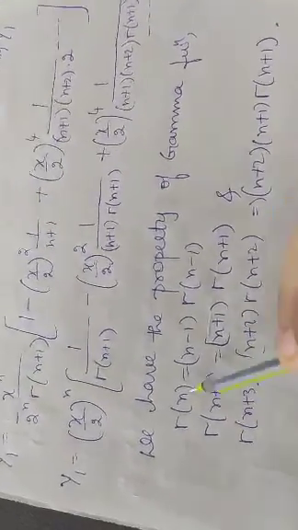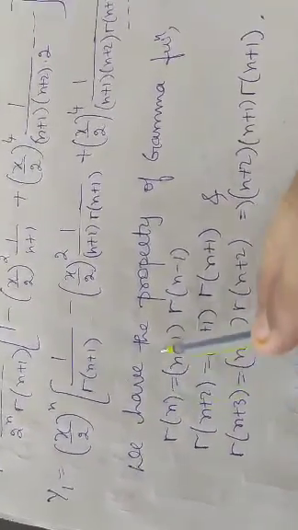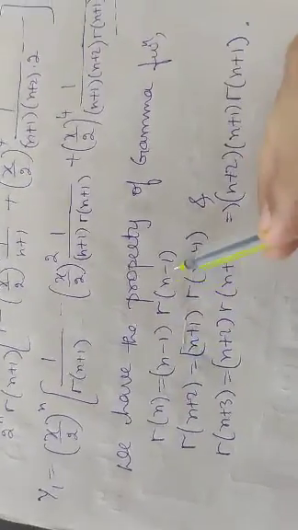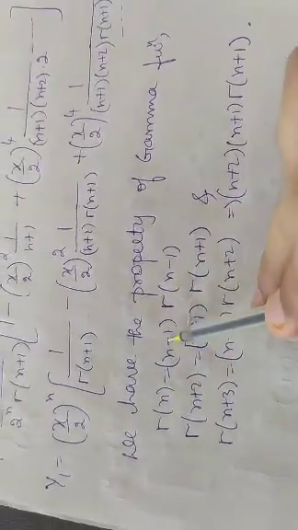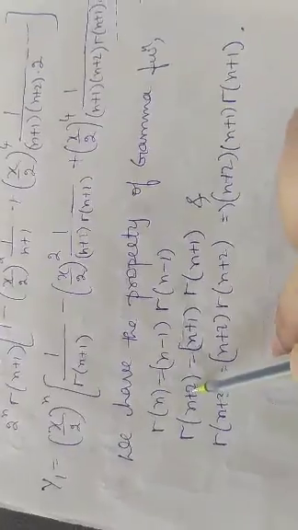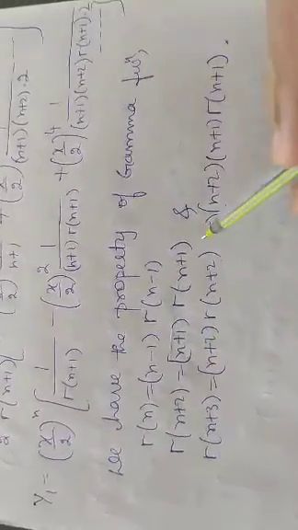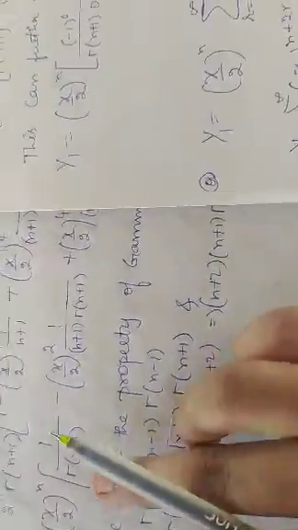So what does this property say? Gamma of n equals one term less than that, times gamma of that. So here n is n minus 1 gamma of n minus 1; for n plus 2, one term less, n plus 1 gamma of n plus 1. So this is the gamma function property, and employing the same thing, gamma of n plus 1 stays as it is.